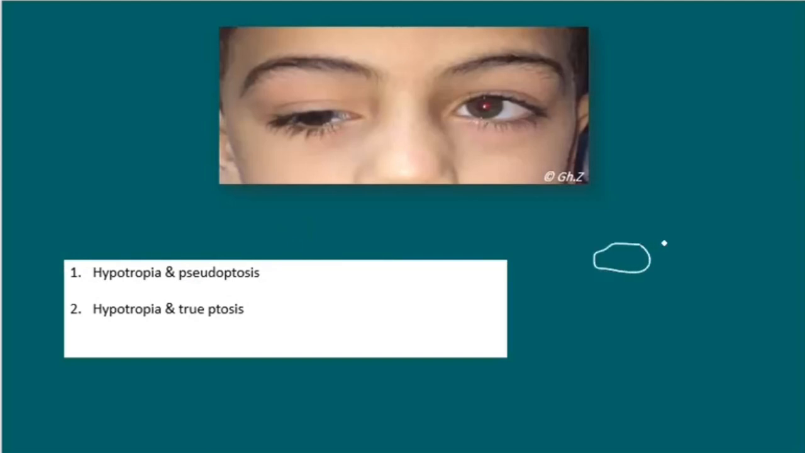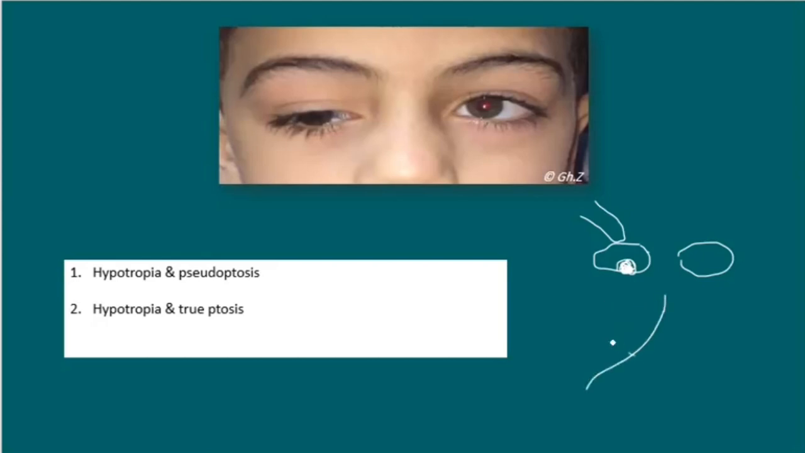Here now, you said you will elevate the upper eyelid. Manually, you are retracting the upper eyelid, and you found hypotropia. Actually it's already noticeable that there is hypotropia even in this photo, but anyhow you elevated the upper eyelid and you notice hypotropia. Is it enough to document the presence of pseudoptosis? No, it's not enough.